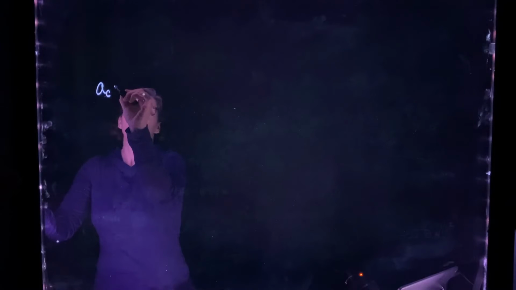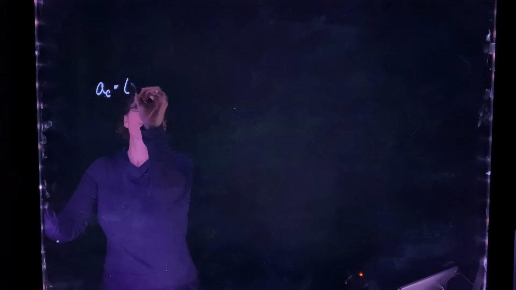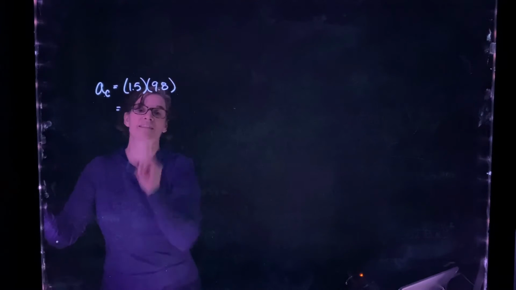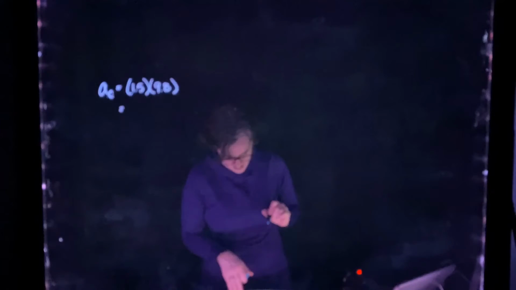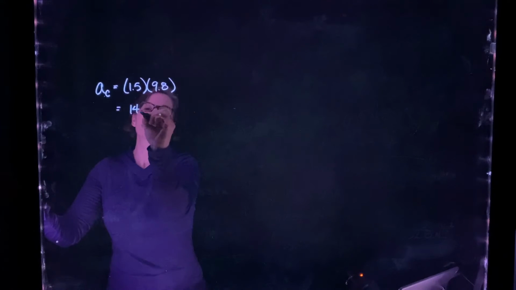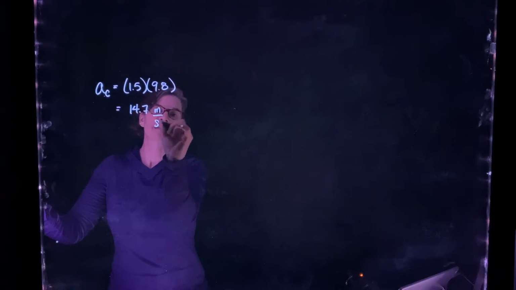All right, so we want to know what is the revolutions per minute that those occupants are feeling, if they're feeling a centripetal acceleration of 1.5 times g. So let's first look at that centripetal acceleration. We're told it's 1.5 times 9.8. So the centripetal acceleration that these occupants are feeling is 14.7 meters per second squared.